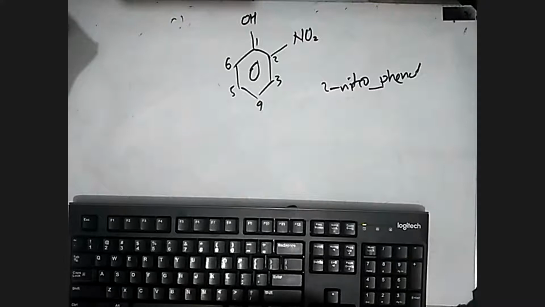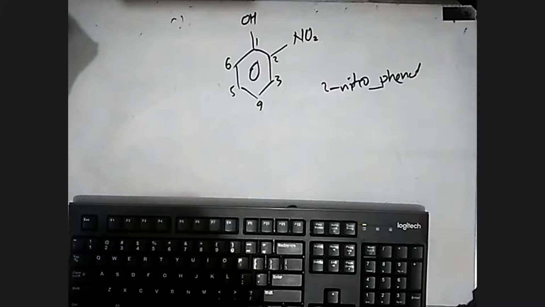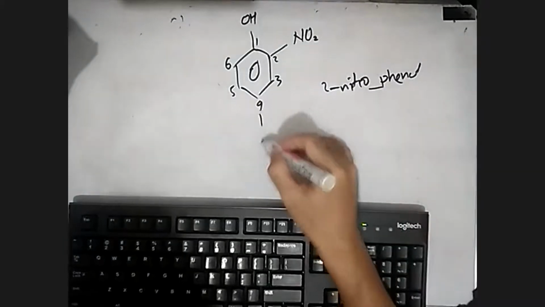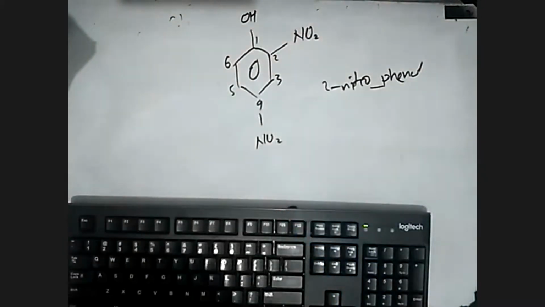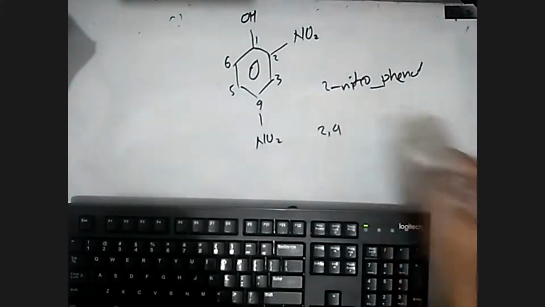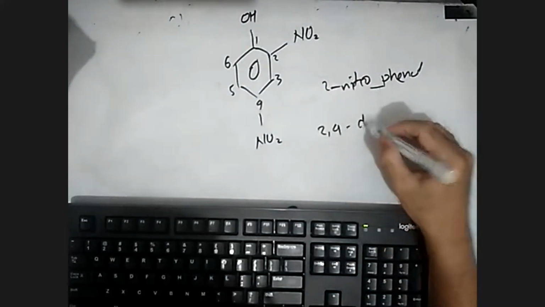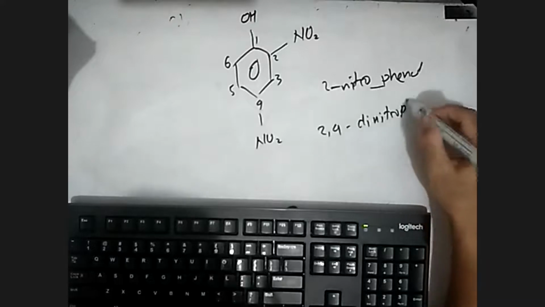Question here? Now, if we have another substituent, let's say here, another nitro, the name is going to be 2,4-dinitrophenol.